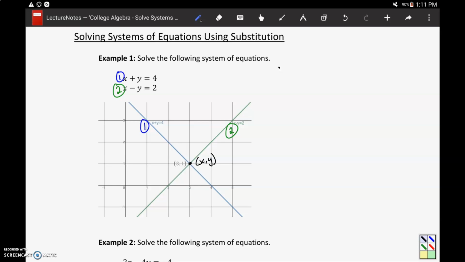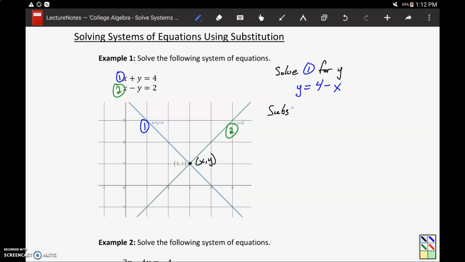In order to do this, if we're using substitution, we would want to start by solving equation 1 for y. We actually have a few different ways to start. We can choose to solve either equation for either variable, but this is just the way that I'm going to start this problem off. In this case, to solve equation 1 for y, we would just have to subtract x to the other side, giving us y equals 4 minus x.